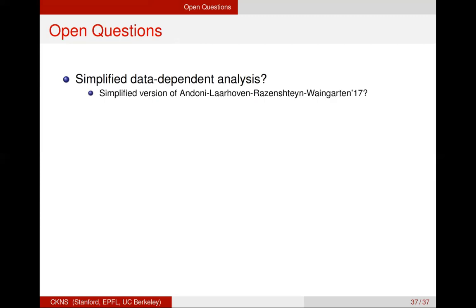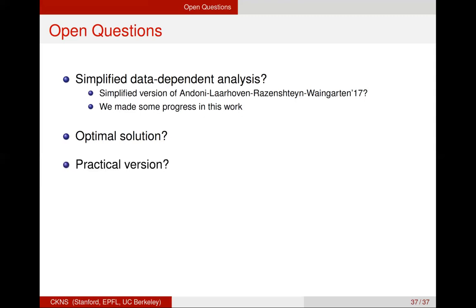There are a bunch of open questions in this area. One main question is how can we simplify the data-dependent analysis? This actually raises the question of, can we simplify the LSH functions used in data-dependent LSH for the approximate near-neighbor search problem? We actually made some progress in this area. We were able to simplify the algorithm and the analysis a little bit, but I think there are so many things to be done there. The second question is what is the optimal solution and the optimal exponents for this problem? And finally, it would be nice to have a practical version of this algorithm.